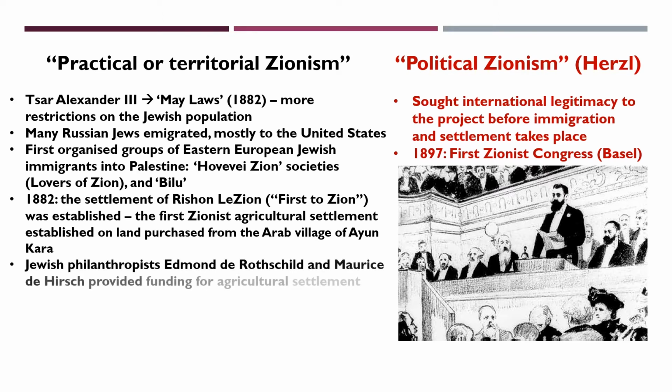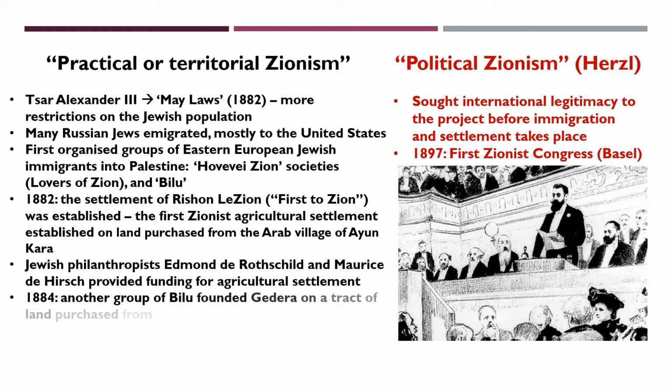We commented in the slide before about the assassination of the Tsar Alexander II and the pogroms that came after that. Tsar Alexander III enacted a series of laws in 1882 that put even more restrictions on the Jewish population living in Russia. Many more Russian Jews emigrated, mostly to the United States.